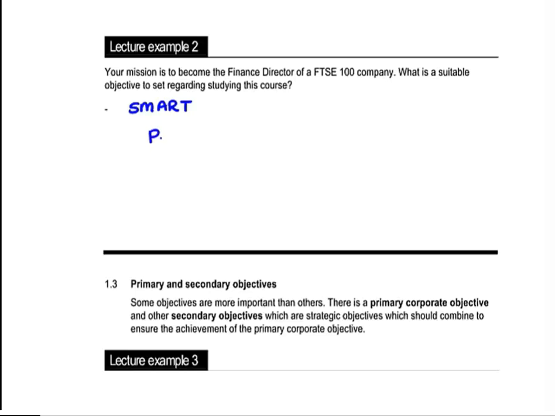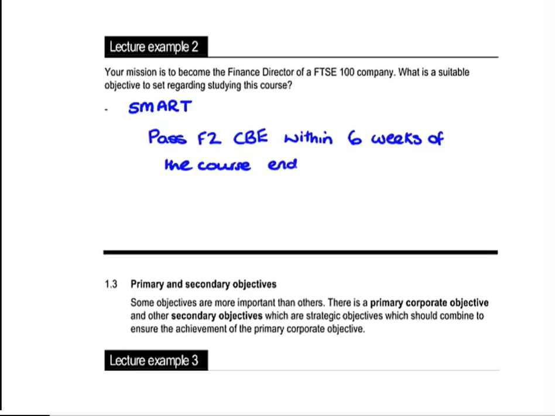So we can make it specific by saying pass the F2 computer-based exam. And if we say within 6 weeks of the course ending. Now, instead of saying pass, you might have said get 50% or get 55%, whatever you're aiming for. But it's very specific. We're talking about F2.